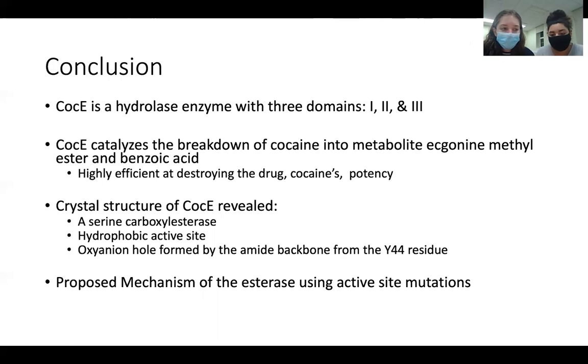So also a main takeaway is knowing the crystal structure of cocaine E that was revealed by our presentation. So we know now a serine carboxyl esterase exists, as well as a hydrophobic active site and an oxyanion hole formed by the amide backbone from the tyrosine residue. Also, because of the paper, now we know a better understanding of the proposed mechanism of the esterase using the active site mutations.